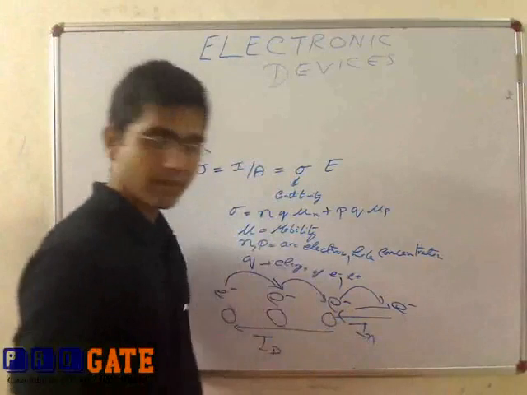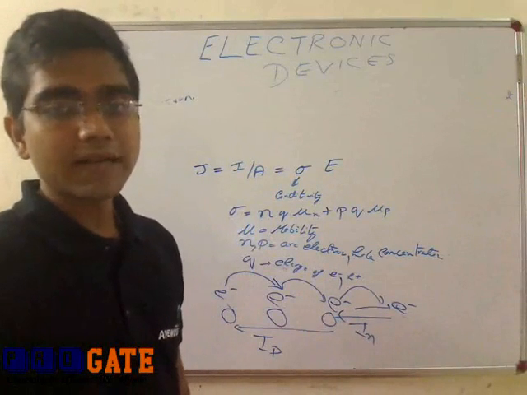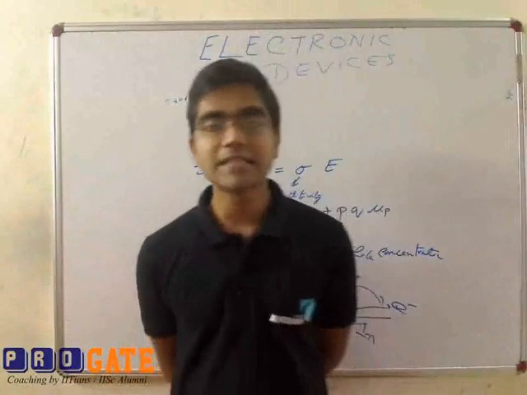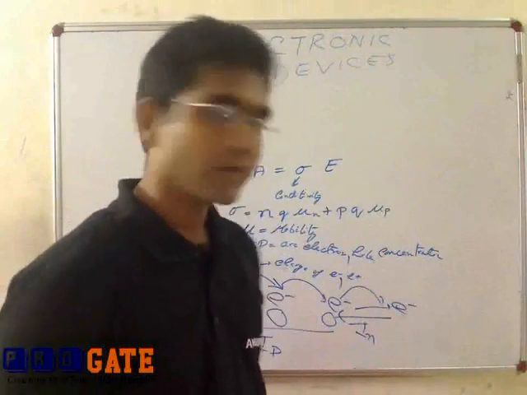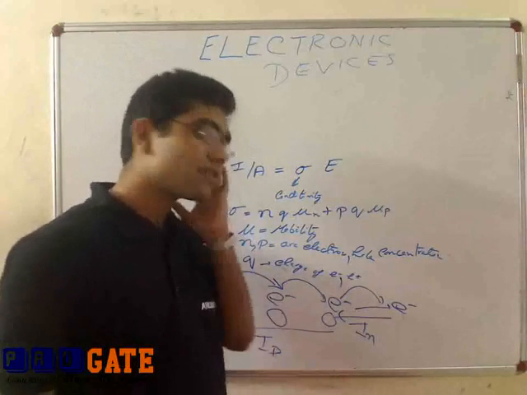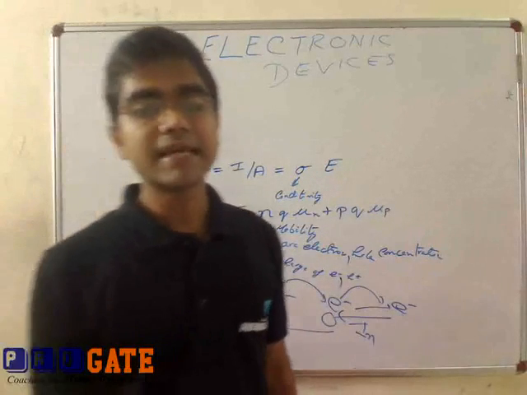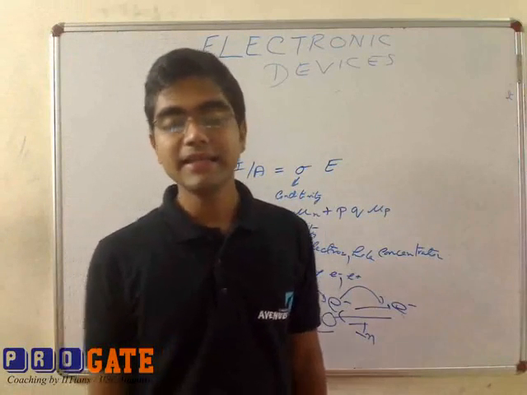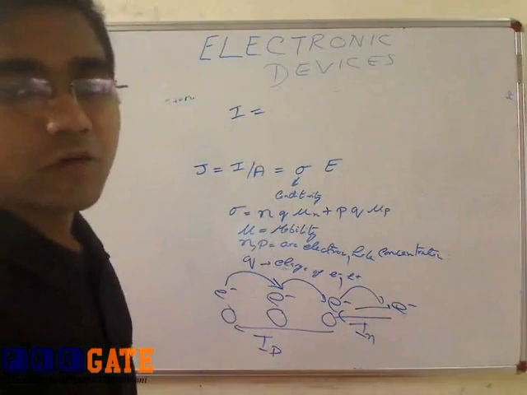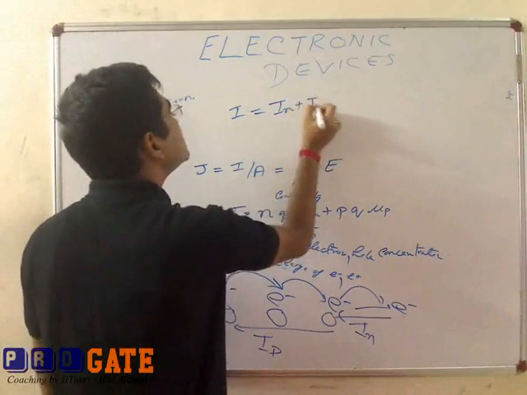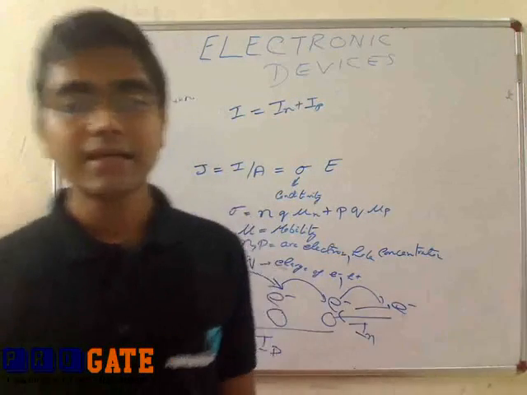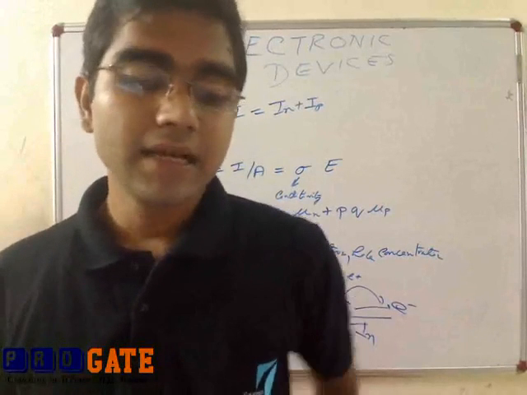Or this should be my IN. Now what is my total current? Total current is the effective contribution of the electrons as well as holes. Since the directions of flow of electrons and holes are mutually opposite, that makes the electron current and the hole current in a linear path. Hence, we can say that the total current I is equal to IN plus IP, or the total current I is a summation of the hole current as well as the electron current.